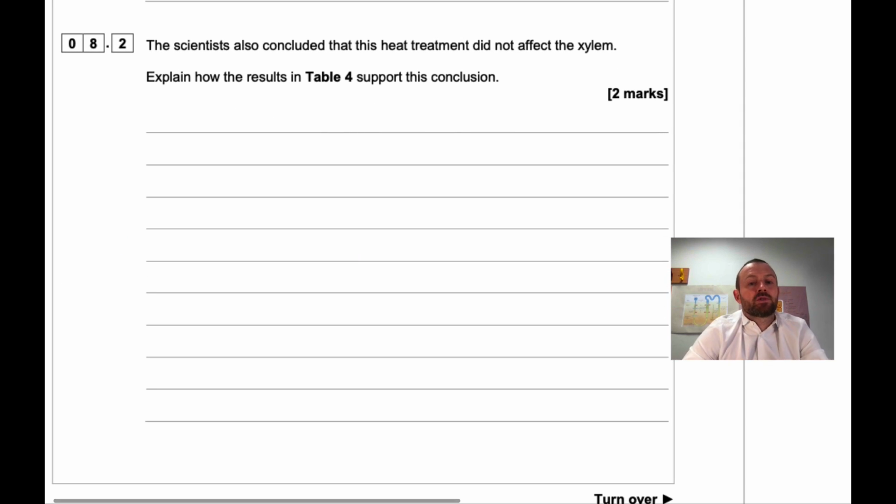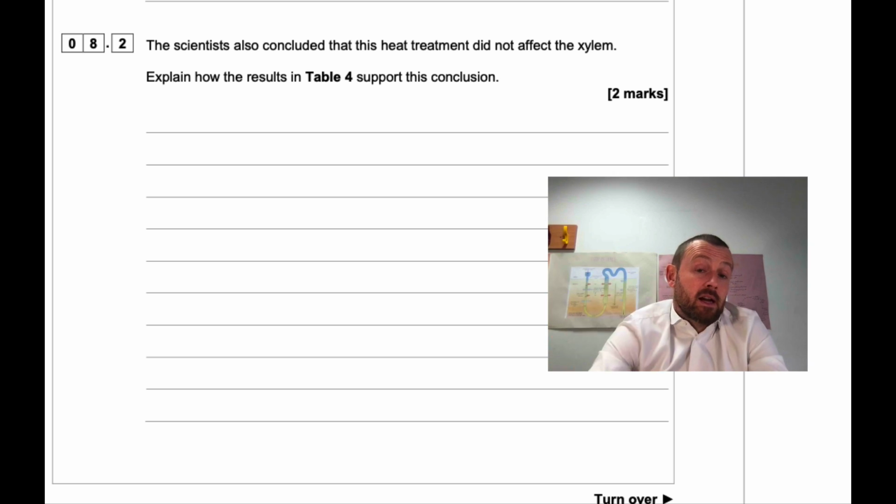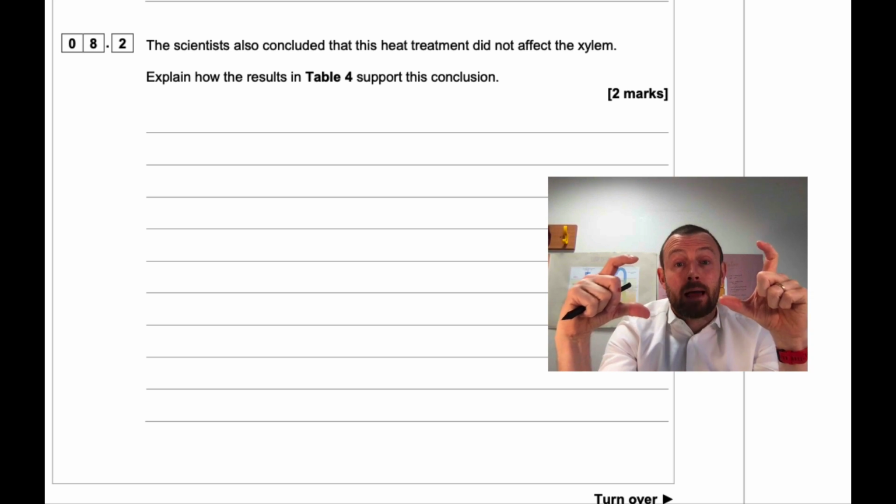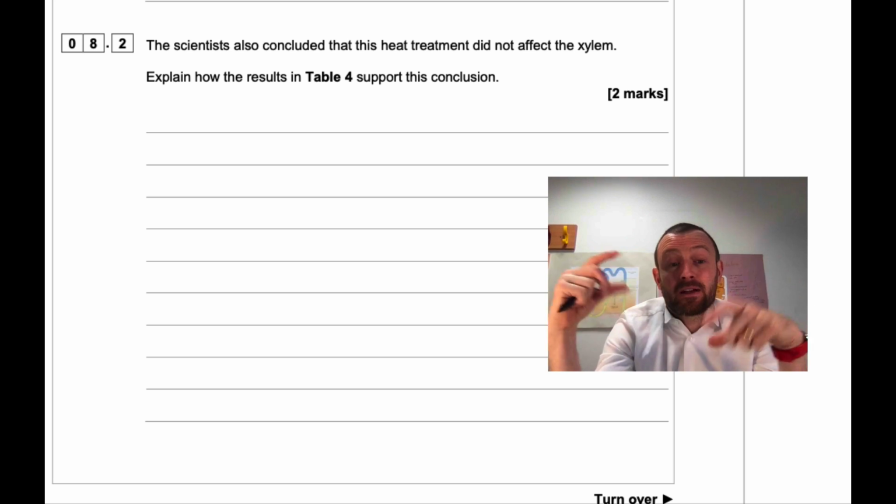The scientists also concluded that this heat treatment did not affect the xylem. So yeah, again, this is because the water content is not very different. We also know that the xylem are mainly dead tissue. They're hollow tubes, they're lignified, there's no active transport required in that tissue. And the water content in the treated and untreated leaves, although a little bit different, the standard deviations overlap, so they don't appear to be significantly different.